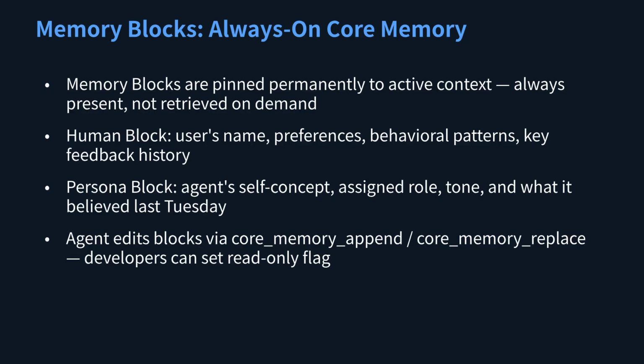Letta's key data structure is the memory block. Blocks are pinned permanently to the agent's active context, not retrieved on demand, always there. The human block stores everything about the user: name, preferences, behavioral patterns. The persona block stores the agent's own self-concept, its assigned role, its tone, what it said it liked last Tuesday. The agent edits these blocks itself using built-in memory tools, and developers can mark sensitive blocks as read-only, preventing the agent from accidentally corrupting critical information.